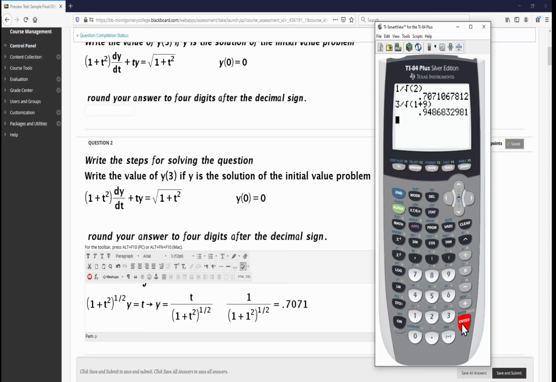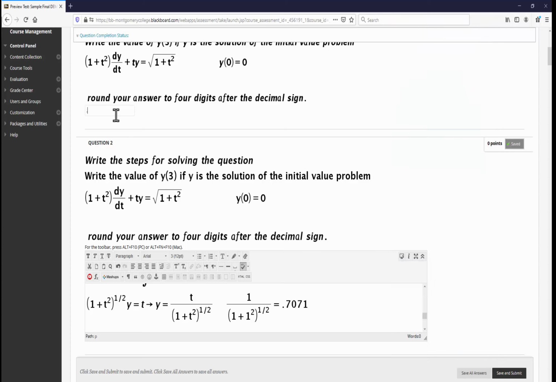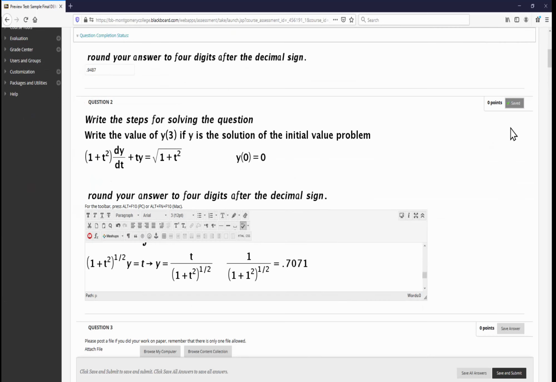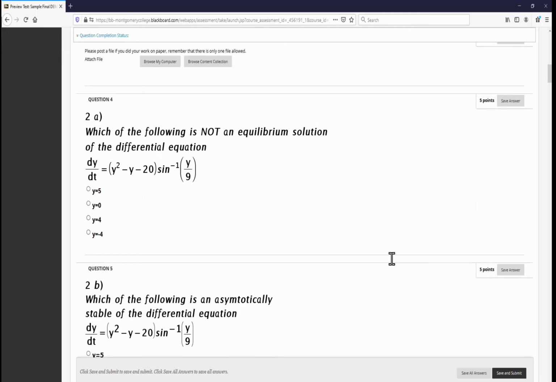So that's 0.9487. So I'll write 0.9487. Okay, and we will say save it, please. This one it has already saved, and now what we do is we go on to the next question. All right.